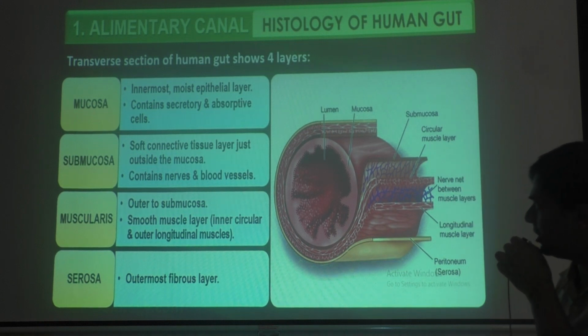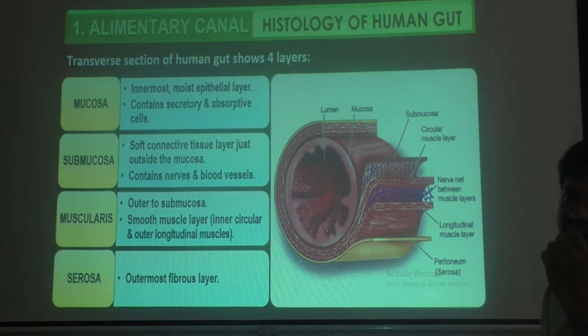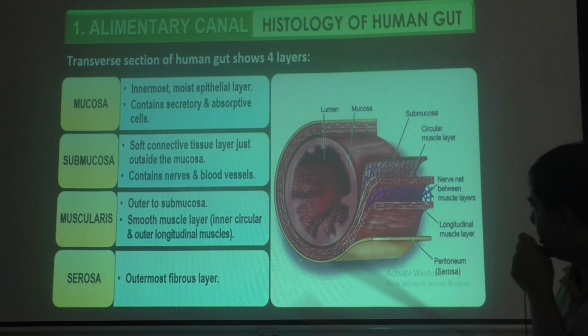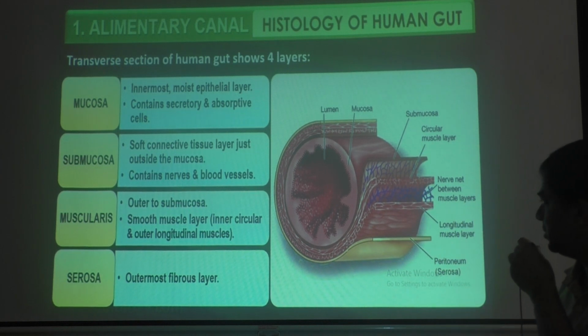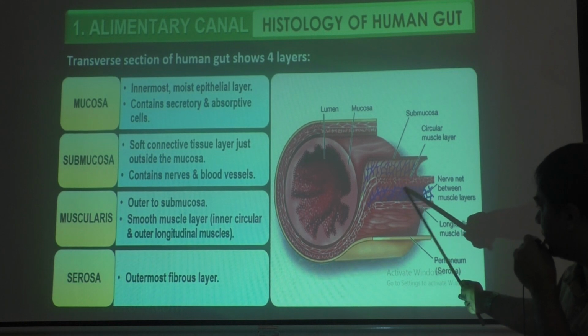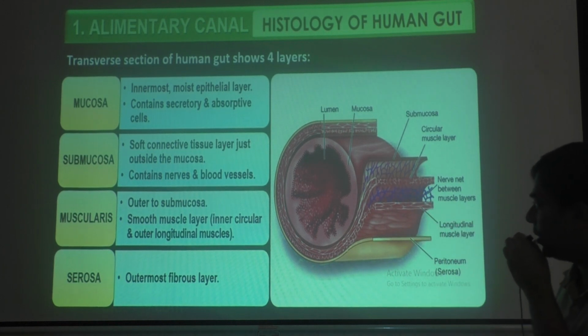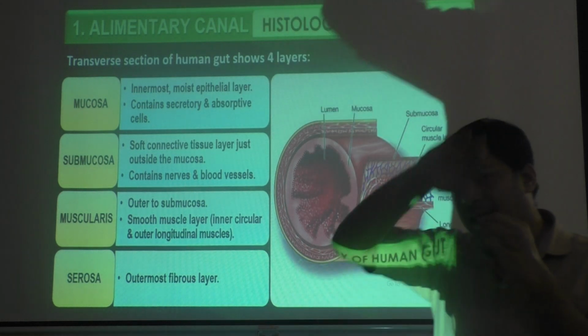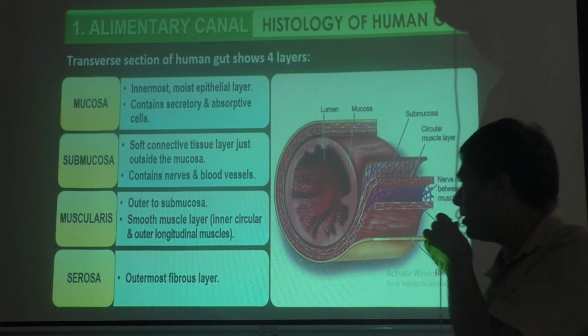It is a soft connective tissue layer. It contains nerves and blood vessels. So submucosa contains nerve cells and blood vessels. You can see here they are showing it in blue color. The next layer, what do you see? The next layer is called muscularis. So innermost is mucosa, then submucosa, then the next layer is called muscularis.